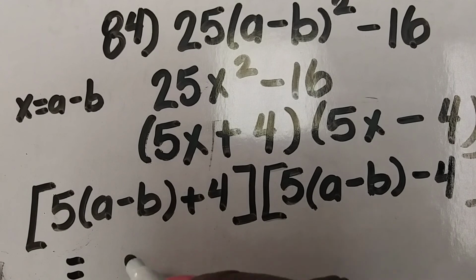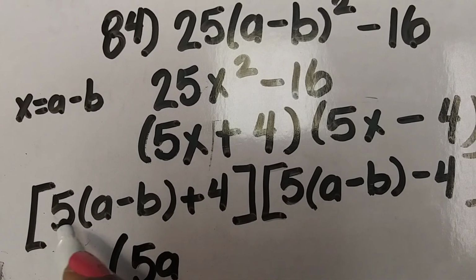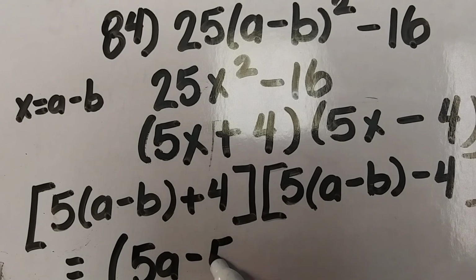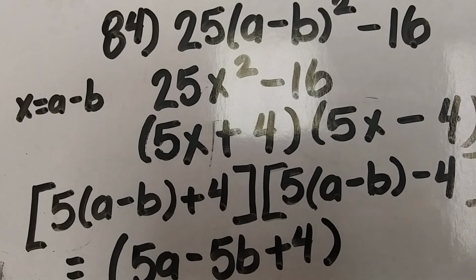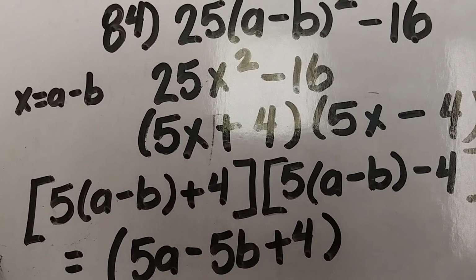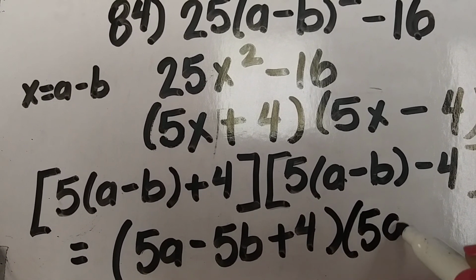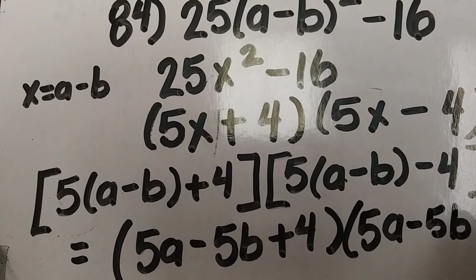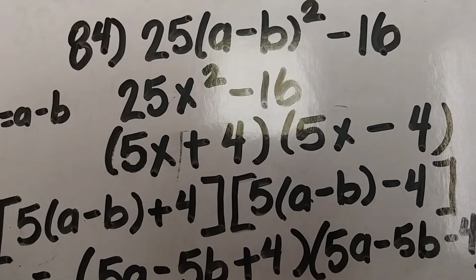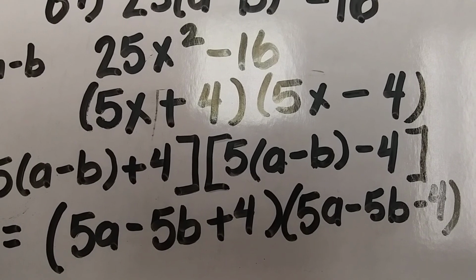My final answer. And I'm going to go back to parentheses now. 5 times a is 5a. 5 times negative b is minus 5b. Bring down the plus 4. They have absolutely nothing in common, so I cannot combine any like terms here. 5 times a is 5a. 5 times negative b is negative 5b. And then minus 4. And then close that parentheses. And that will be my final answer for number 84.